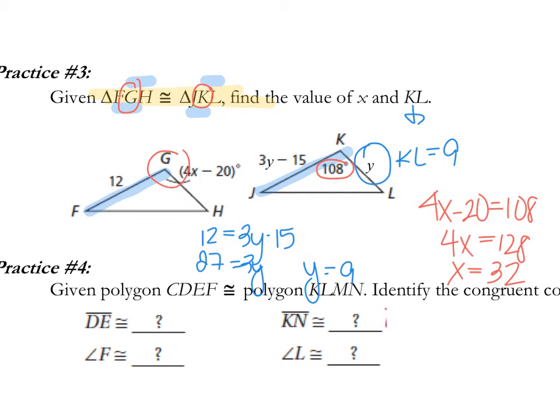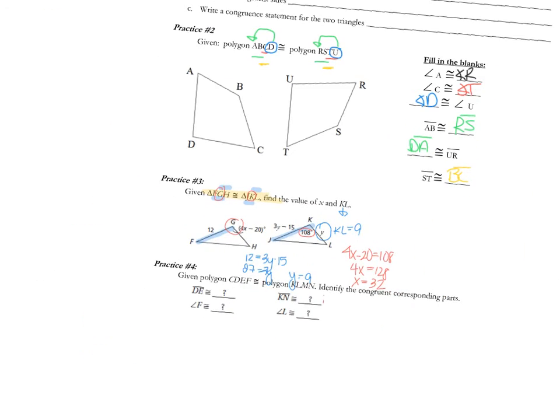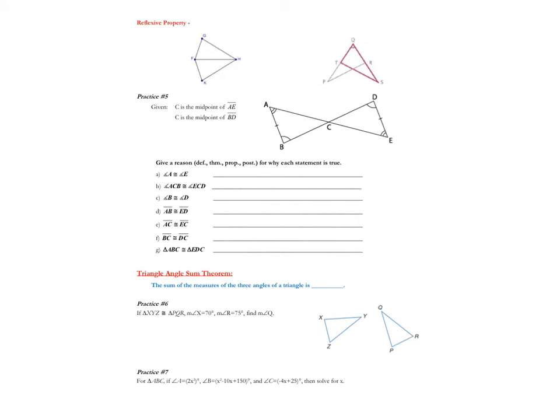So the biggest thing to know here is just that when polygons are congruent, then all the corresponding angles and sides are also congruent. All right. Let's go ahead and go on to the next stage.